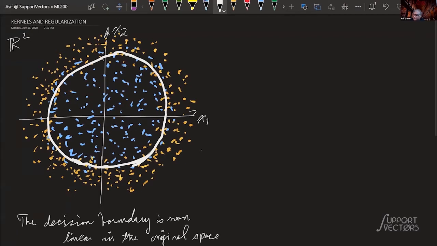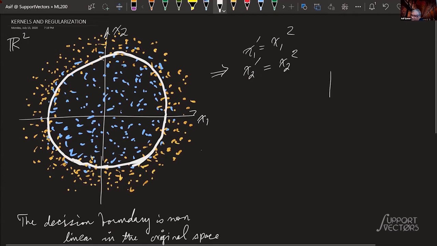Now I'll tell you something very interesting. Suppose you go to a new space. Let me call it x1 prime is equal to x1 square, x2 prime is equal to x2 square, right? And see what happens. Let's see what would happen there in that particular space.